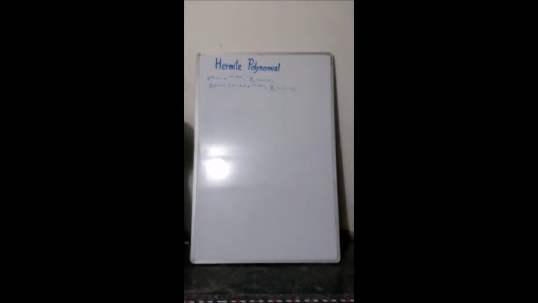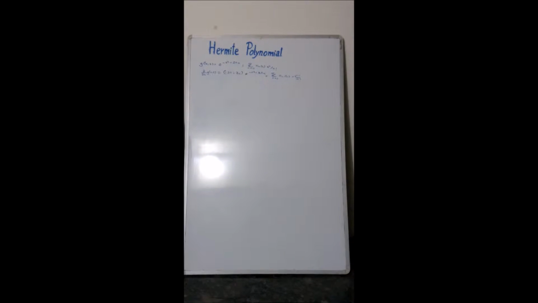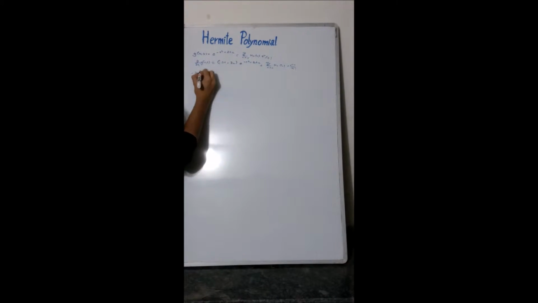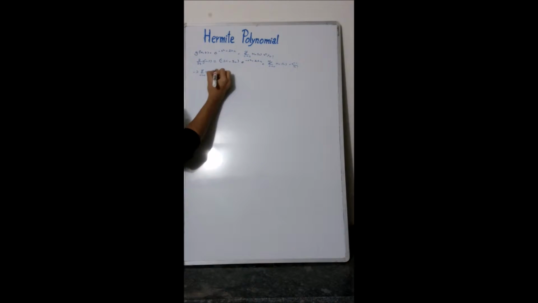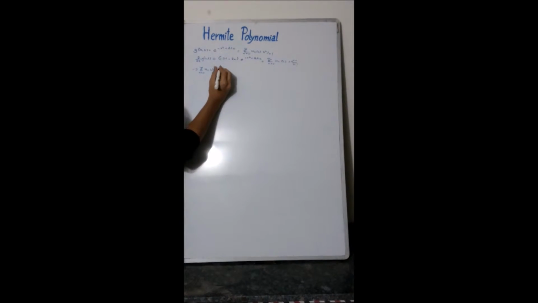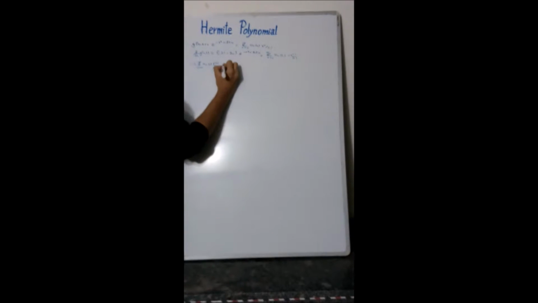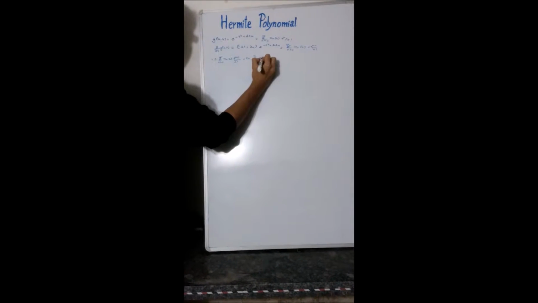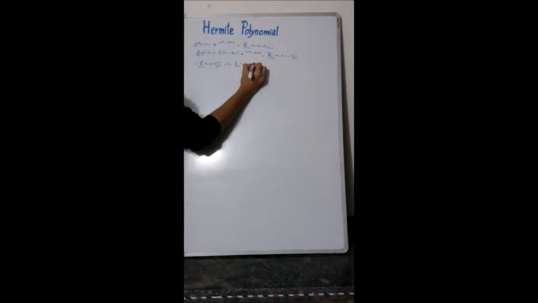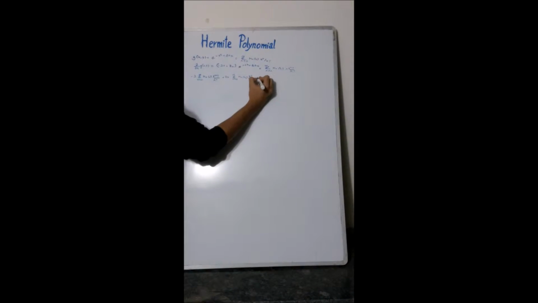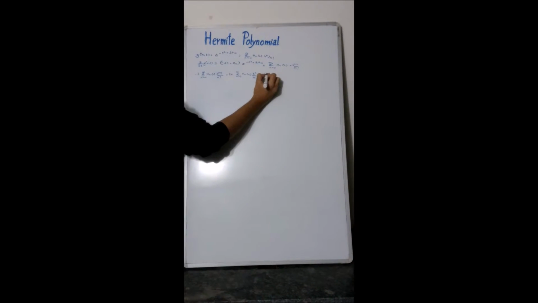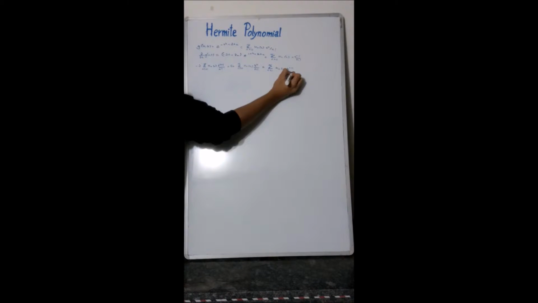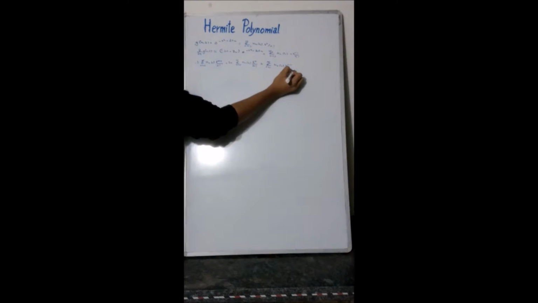Now we expand the term and put the generating function in this again. So we get -2 sigma n equals 0 to infinity H_n(x) t^(n+1) / n! + 2x sigma n equals 0 to infinity H_n(x) t^n / n! = sigma n equals 1 to infinity H_n(x) t^(n-1) / (n-1)!.